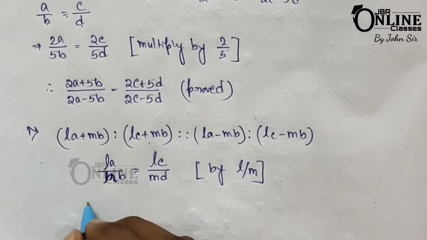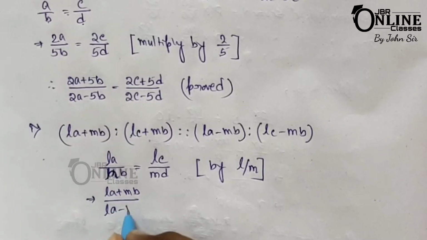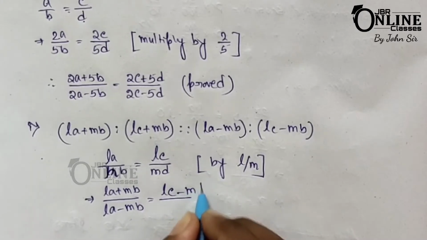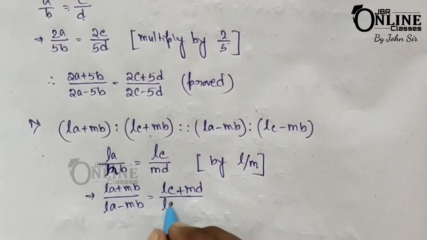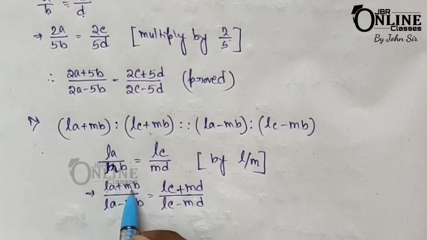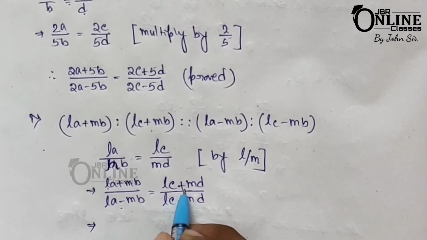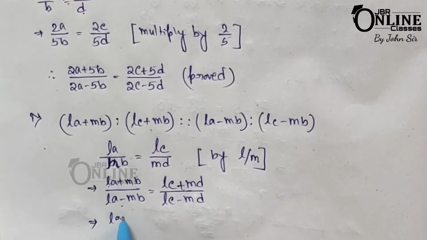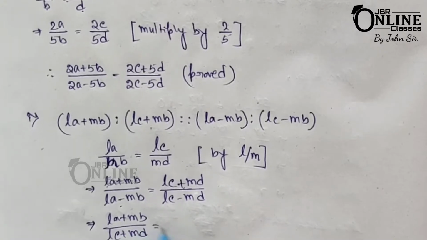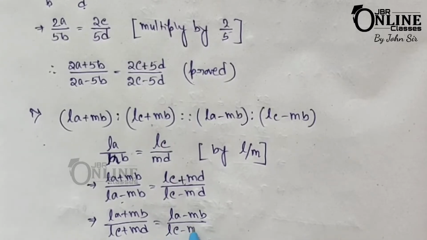Now you can apply here componendo and dividendo formula. So it will be LA plus MB divided by LA minus MB, and that equal to LC plus MD divided by LC minus MD. Okay, so here LA plus MB, now just change the place of this one and this one. Okay, so first write down here LA plus MB and then write down LC plus MD, and here LA minus MB, now in denominator LC minus MD.